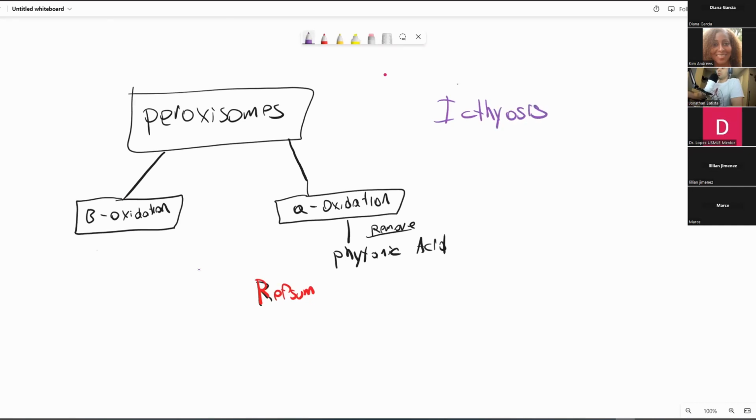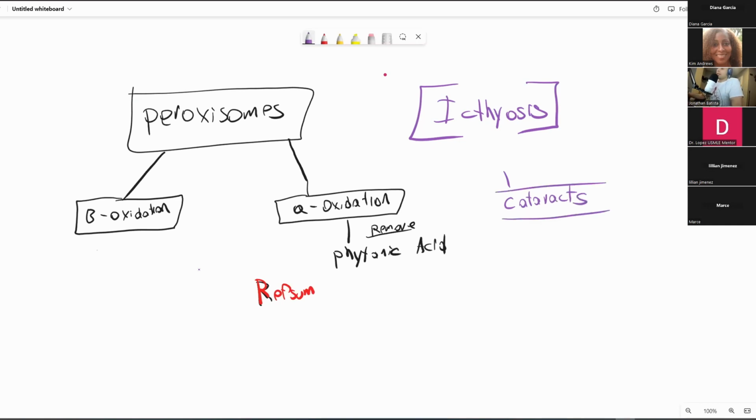ichthyosis. You guys remember what that was? Hyperkeratinization of the skin. Scaly skin, yes. It's like lizard skin. It's hyperkeratinization of the skin. So yes, that's what you see with ichthyosis. That's one thing. Patients can also have cataracts. So they do have symptoms that do stand out for us to diagnose them properly.